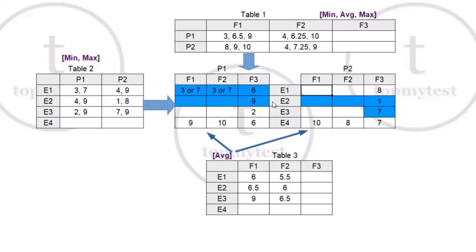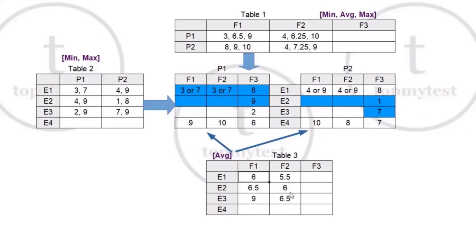Similarly, for product 2 also, the minimum should be 4, maximum should be 9. But we know the third value, neither the minimum nor the maximum. So it should be 4 or 9. This should be 4 or 9. Again, just as we followed for this, we can do some trial and error and get these values.